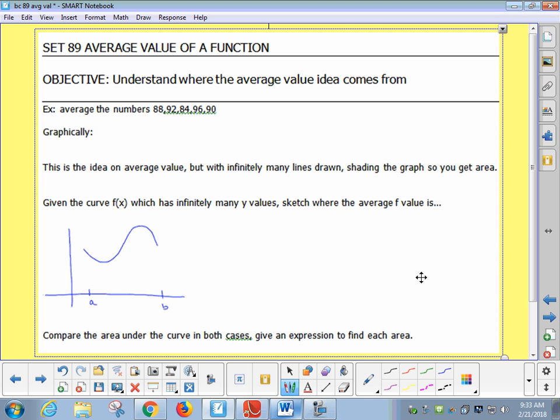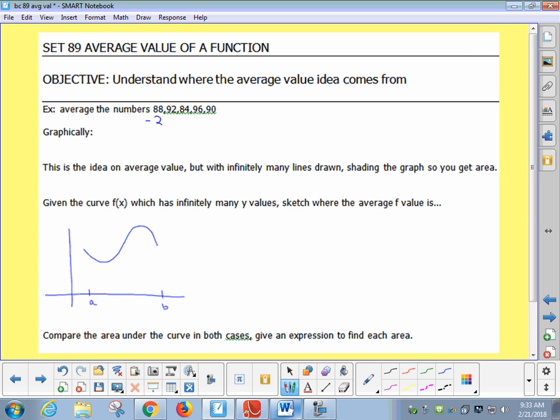What do you know about 88 in relation to 90? It's 2 below. What do you know about 92 in relation to 90? It's 2 above. What do you know about 84 in relation to 90? 6 below, and 96 is 6 above, and 90 is right at 90. And so because it's perfectly in between all the up and down differences, it is exactly the average.